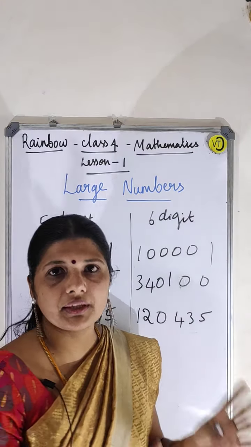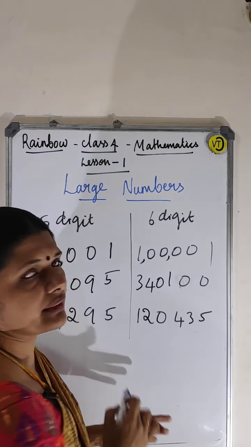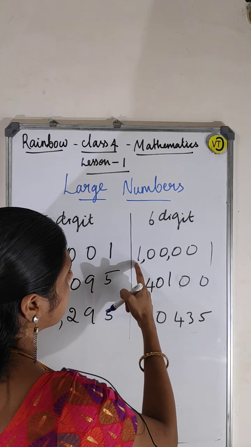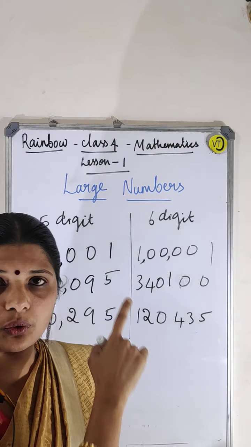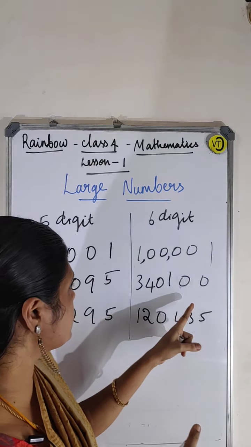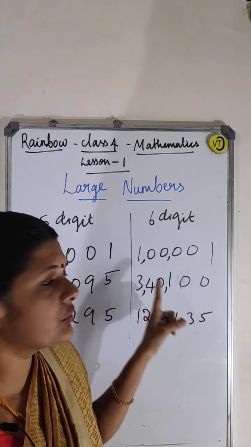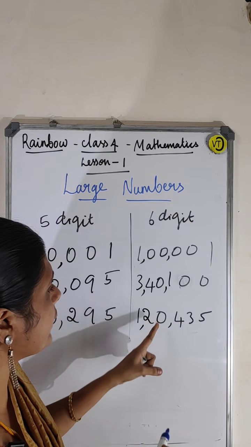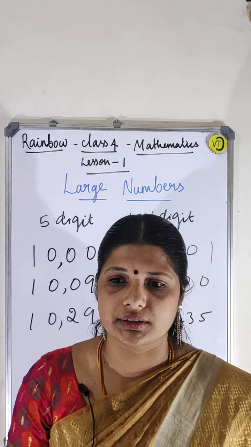A 6-digit number is also the same thing. You are going to follow the periods. Here the first 3 numbers, and then 2 digits, 2 digits, like that you have to go. So 1 lakh, this is ones, tens, hundreds, thousands, 10,000, lakh. So 1 lakh and 1, and this again you check. So 3,40,100, and what about this case? 1,20,435, right? This way you have to read the numbers. It is easy, right?